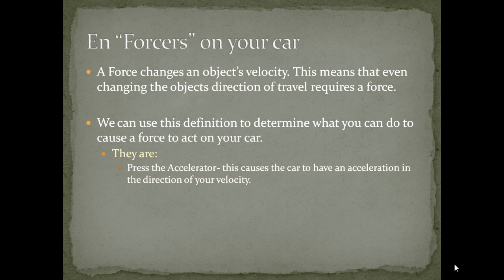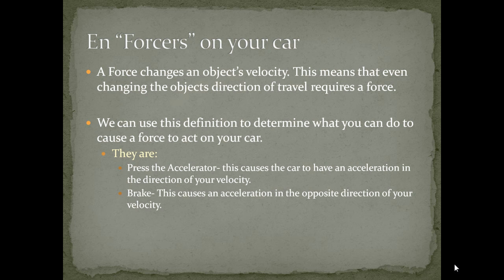The first one is the easiest, and that's to push on the accelerator. You push on the accelerator, the car accelerates in the direction of your velocity. So the acceleration and the velocity point in the same direction. And we've talked previously about how if those two agree in direction, then the car is going to speed up.